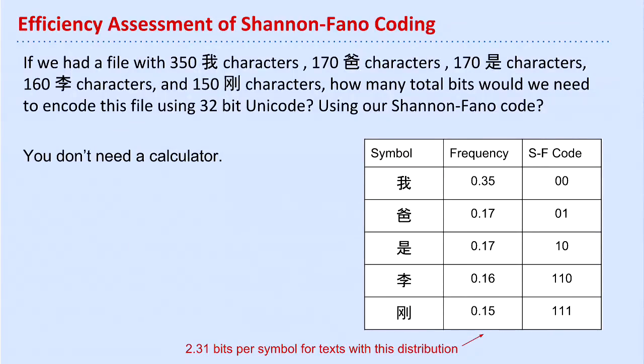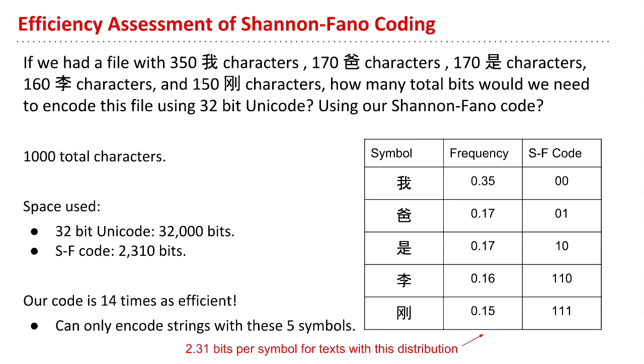All right. So if you're using 32-bit Unicode, if each symbol costs 32 bits, how much do you need for 1,000 characters? 32,000. All right. If you're using our code, which only uses 2.31 bits, then it's 2,310 bits. That's 14 times as efficient. That's pretty good. Now, the downside here is that we can only encode strings that have these symbols. And let's say somebody only uses this symbol over and over, then it'll be better than using Unicode, but it won't be as efficient. Now, as long as the distribution of characters exactly matches this frequency, then it'll be only 2.31 bits. Okay. All right.